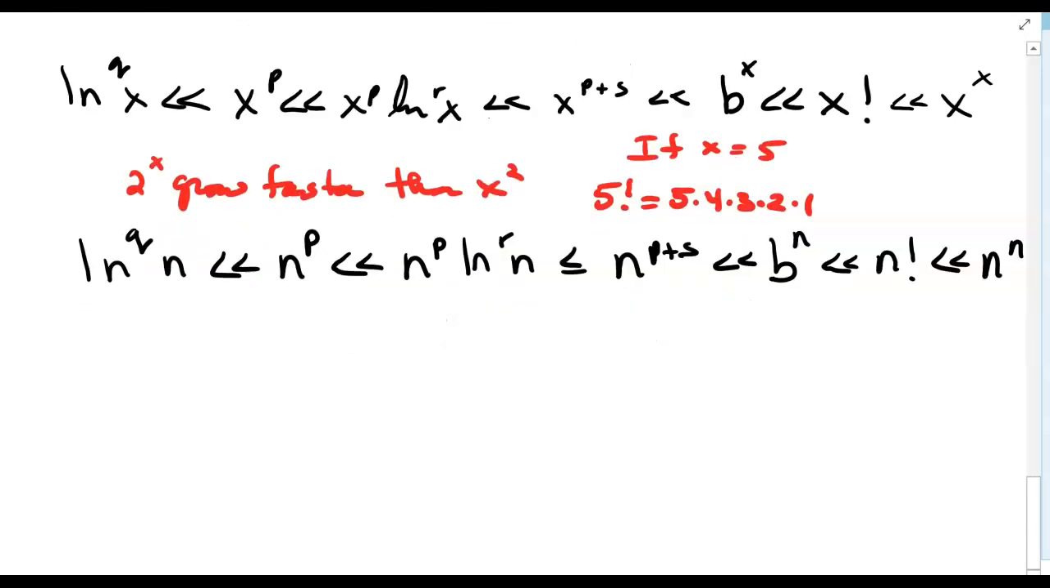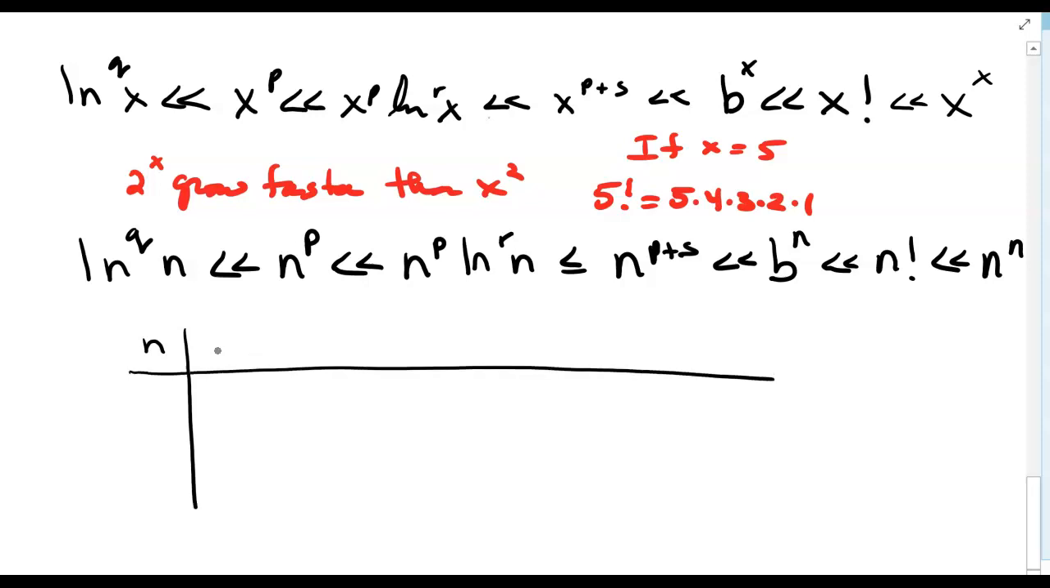You know, and if you want to see this in action, you can try a couple things. If you put a little chart together, let's pick an n value. We'll multiply it by a constant, not that that's on there, but just to give you an idea. And we'll just do it with 2's.